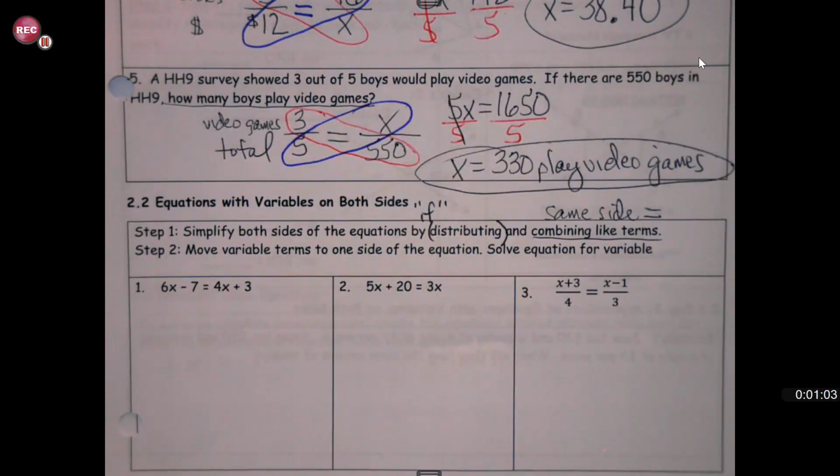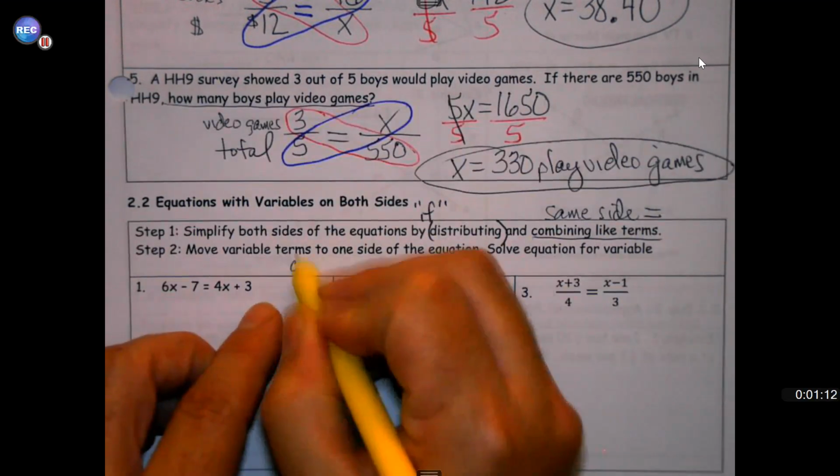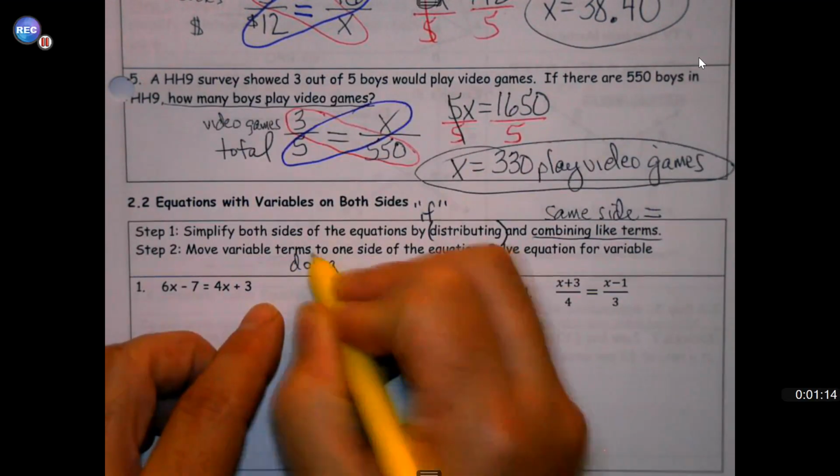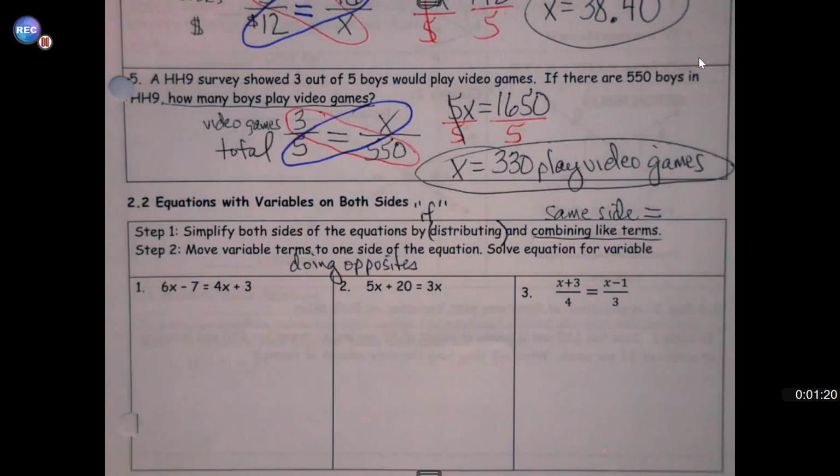But sometimes you will. And then once we've done that, we're going to get all of our variables to one side of the equation by doing opposites and then solve the equation. So we're kind of going to be blending some of the parts that we've been doing before, but we're going to work on doing them all together.